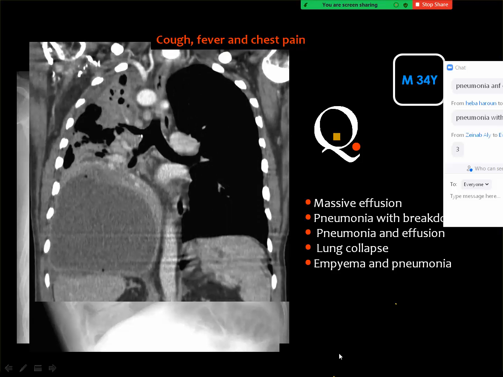But whenever you have the CT scan, you may change your opinion.